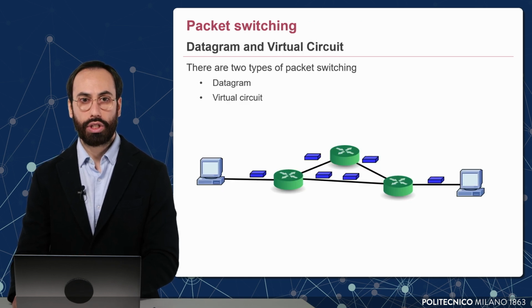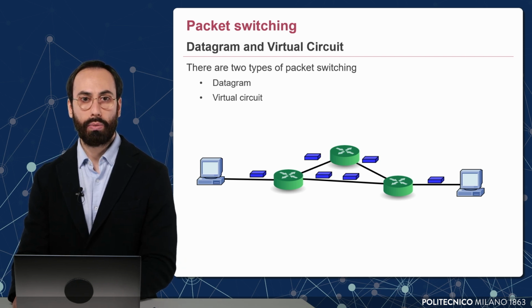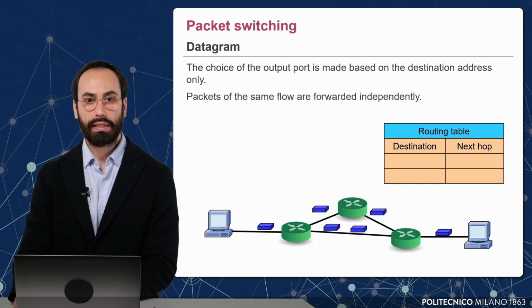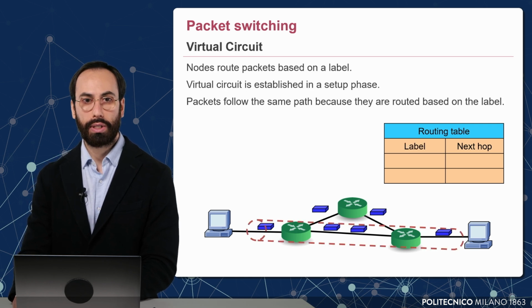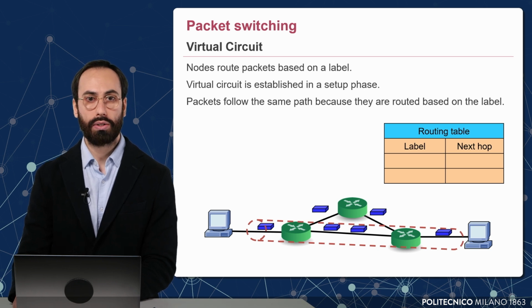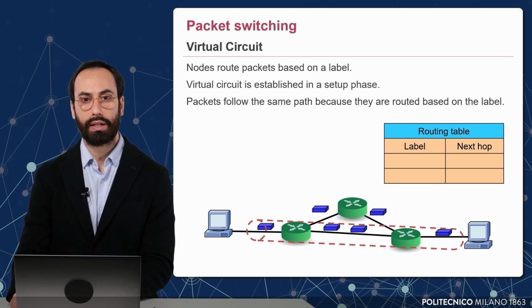Also, in the packet switching case, we might have a further division of technology. So we can have a packet switching datagram and a packet switching virtual circuit. In the datagram case, the choice of the out port is made based on the destination address only. So packets of the same flow are forwarded independently. However, with the virtual circuit, we try to mimic the behavior of the circuit switching. So the nodes route packets based on a label. So the virtual circuit is established in a setup phase, and packets follow the same path because they are routed based on a label and not anymore on the destination address.